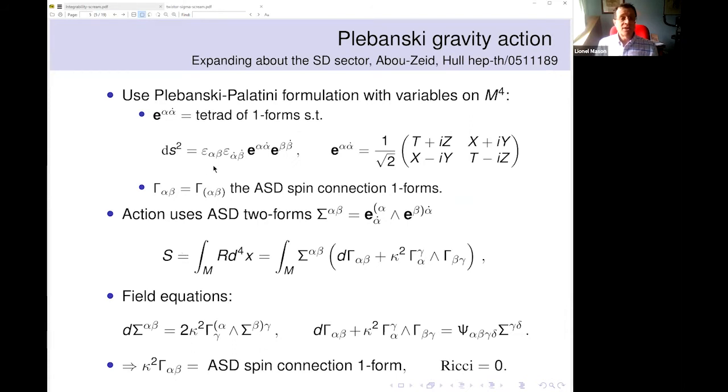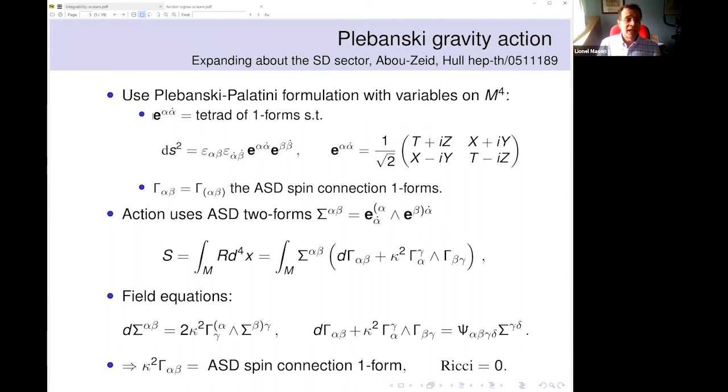Okay, so to start off, I want to start with the Plebanski gravity action. This goes back to the 70s. I don't have a reference there. I should also reference a couple of other authors who proposed using that Plebanski action to expand around the self-dual sector of gravity. It's maybe at that point that one starts to think about what reality conditions you might be proposing and so on. But when one's working perturbatively, the reality conditions don't play a big role.